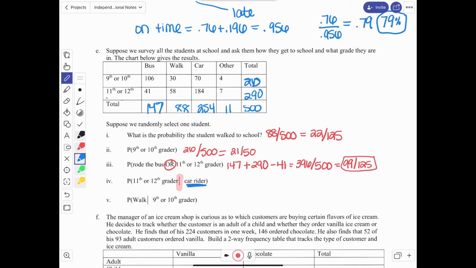You kind of look at what's last. It's kind of like you start with your end and you work your way. That means you were looking here, okay, and then 11th or 12th grader. So it's 184 out of 254, okay? And then we're going to reduce that, 92 out of 127, okay?